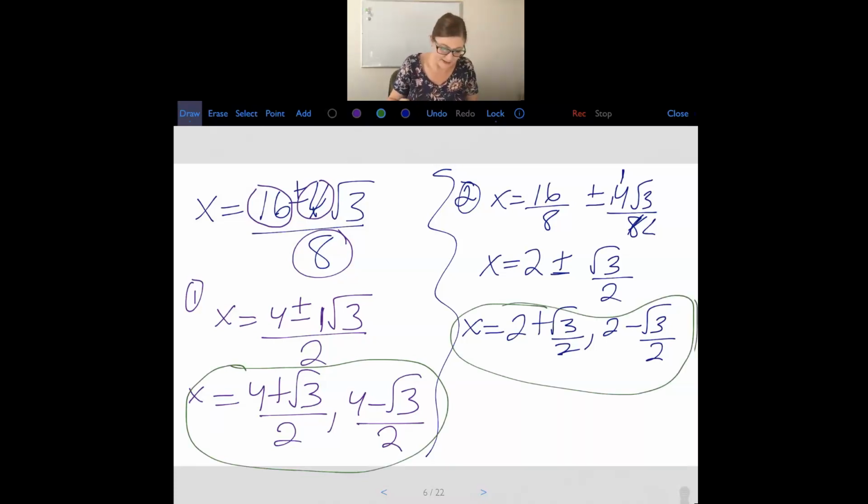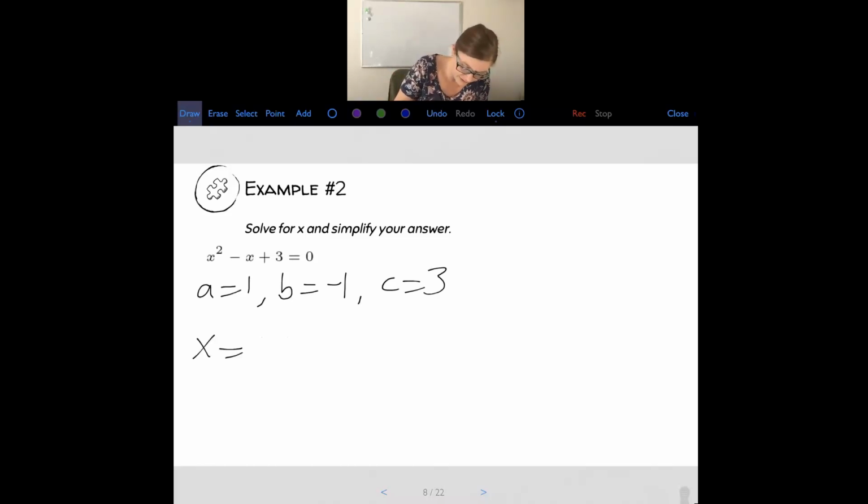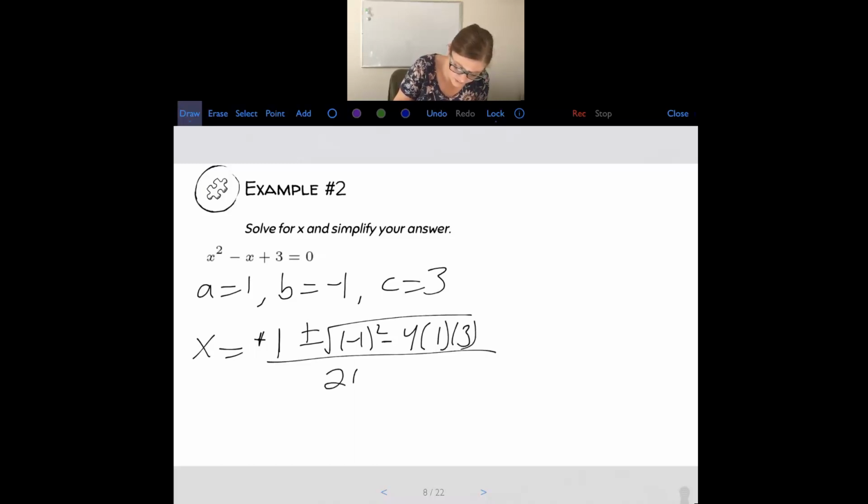Okay, let's keep going. Example number 2, solve for x and simplify your answer. So we have a is equal to 1, b is equal to -1, and c is equal to 3. We plug these into our formula. x is equal to the opposite of b. Since b is -1, you can think of that as +1, plus or minus the square root of b squared minus 4 times a times c, all over 2 times a. And then you keep simplifying.